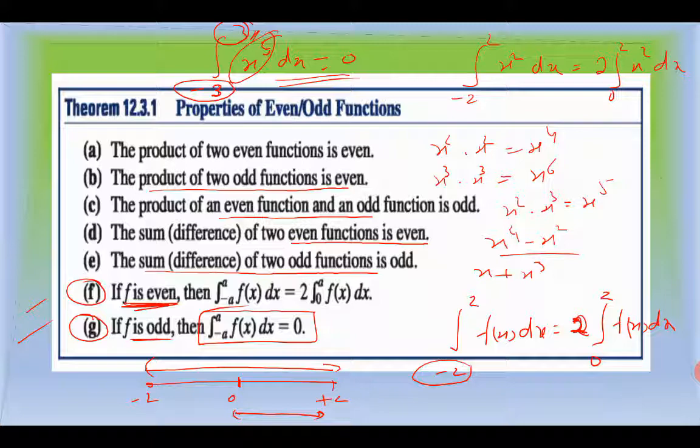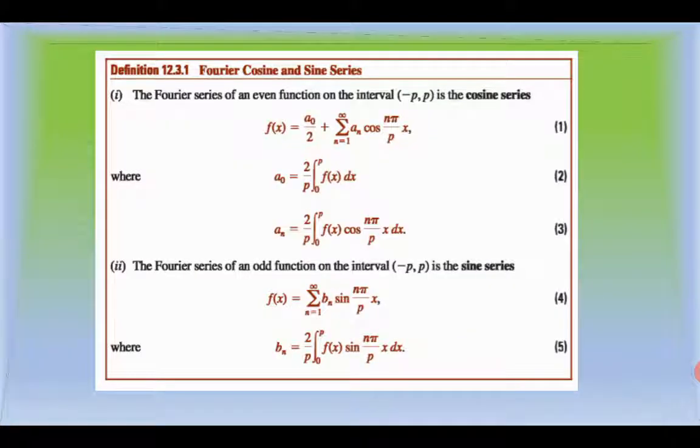So what happens in the Fourier formula? That's the question here. This is the formula, isn't it? So for the Fourier series of an even function in the interval negative p to p, what happens?